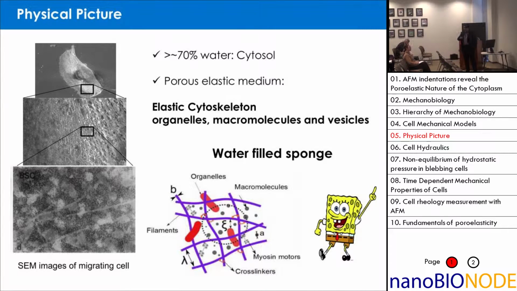And the water is diffusing in between this structure. So 70% of the water is cytosol, and the rest is this porous, we can call it elastic matrix, consisting of filaments, macromolecules, and other stuff inside the cell. So we can think of the cell like a water-filled sponge, very simply, just taking into account this very simple physical picture.